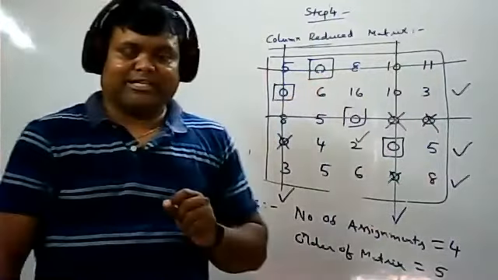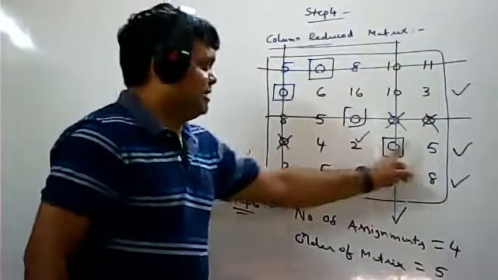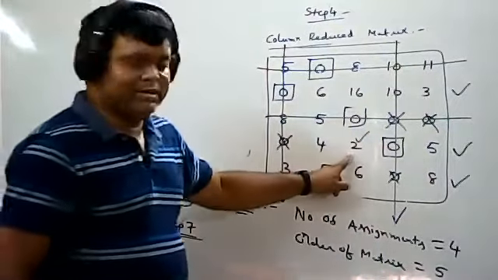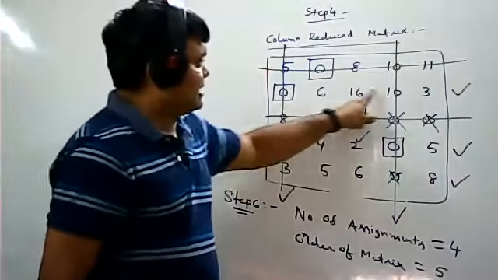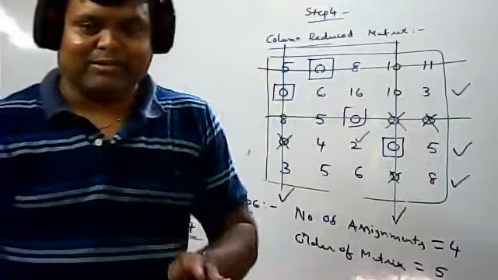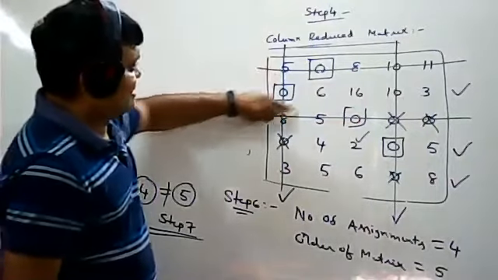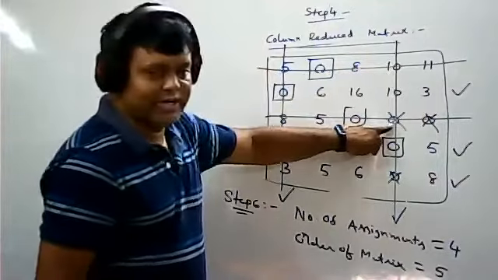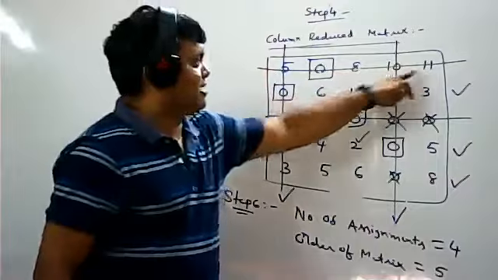So what is step number 8? From the uncovered elements, identify the minimum element. I have identified the minimum element, which is 2. This minimum element should be subtracted from the uncovered elements and added to the intersection elements. Intersection means both lines cross. The remaining elements on the line are as they are.